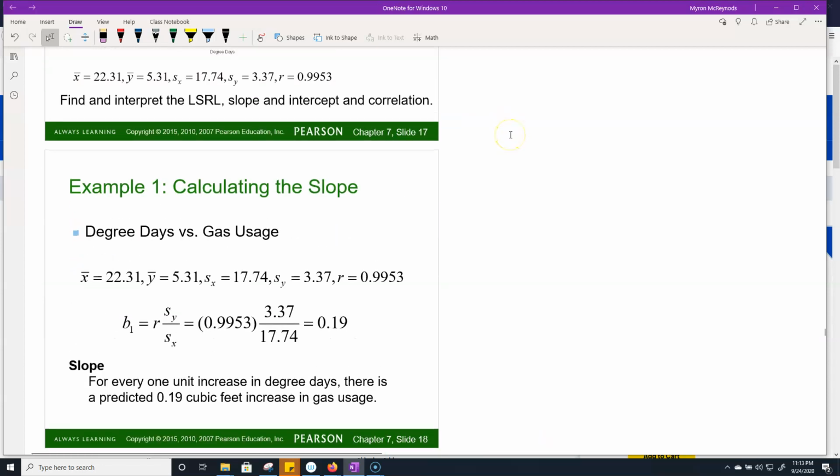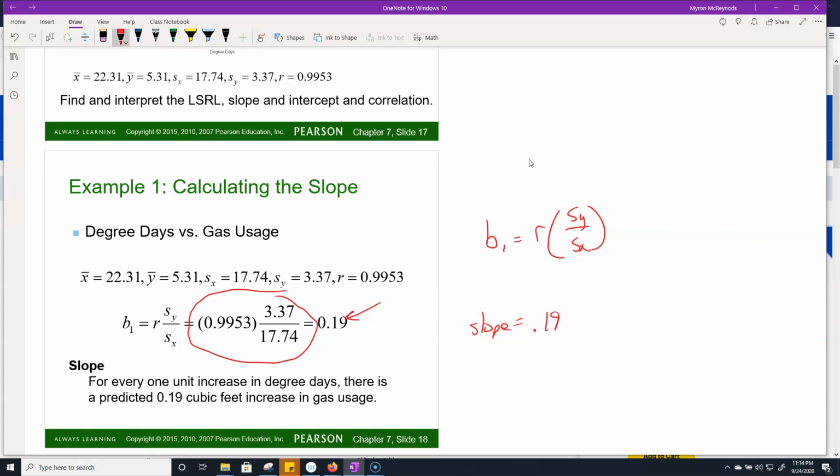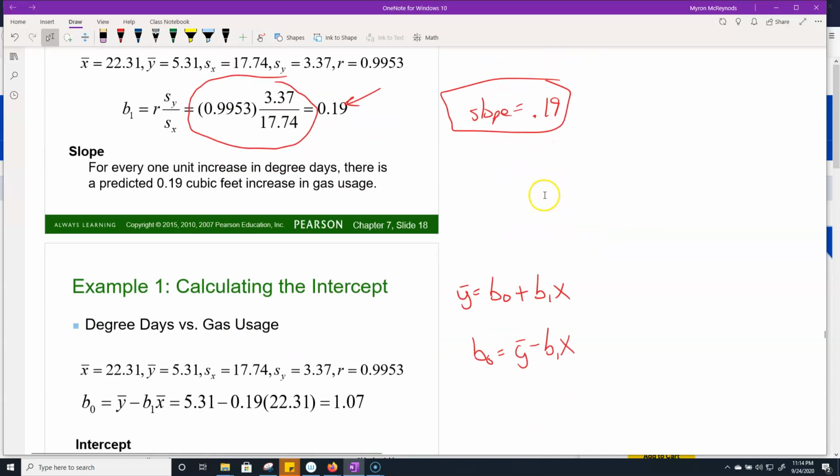And the first thing they want you to calculate is the slope. And remember, I gave you that equation for the slope. It's B1 equals R times SY over SX. And they'll give you the numbers like this right here, a summary of the numbers. So you should just be able to plug in the numbers and get your slope. So the slope is equal to 0.9953 times that. There it is right there. See, they did it for us. And that is equal to 0.19. So the slope is equal to 0.19 for the first part.